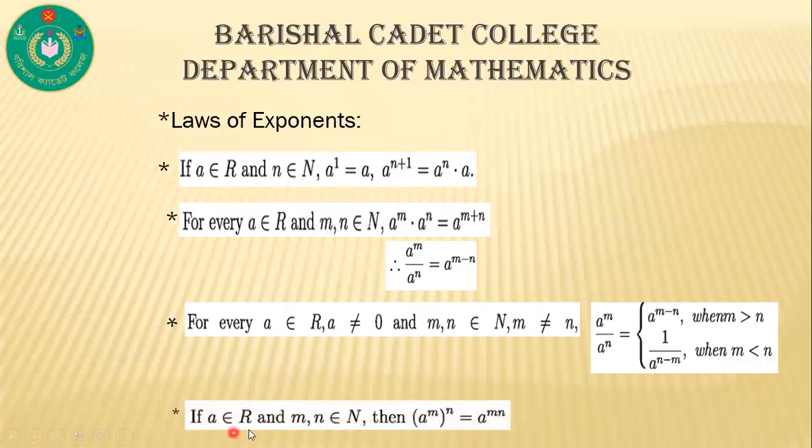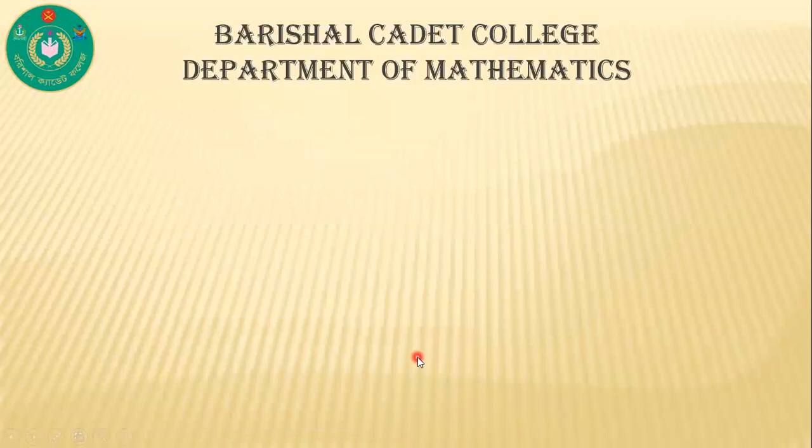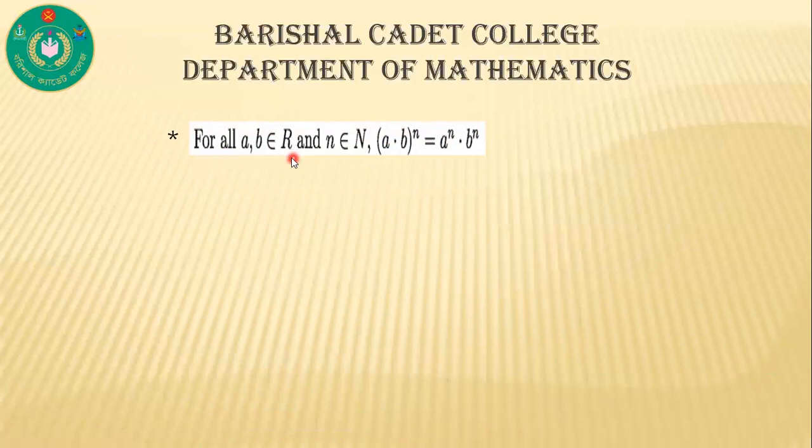If a belongs to R and m, n belong to N, then a to the power m to the power n is equal to a to the power mn. For a, b belongs to R, here R means set of real numbers, and n belongs to N, N means set of natural numbers, then a into b to the power n is equal to a to the power n into b to the power n.